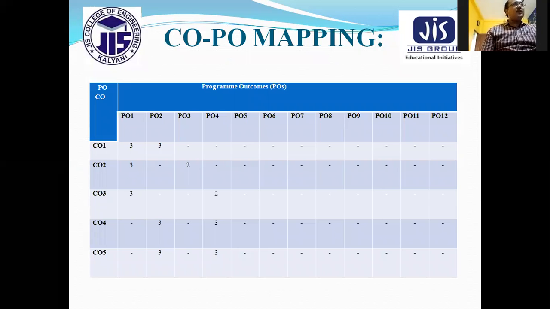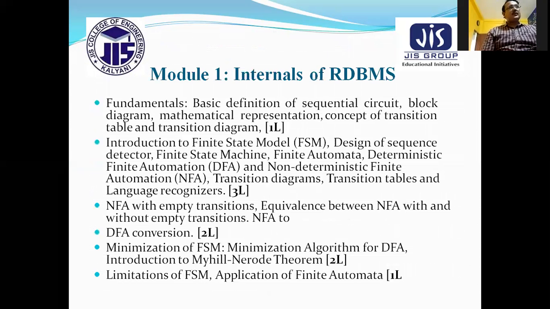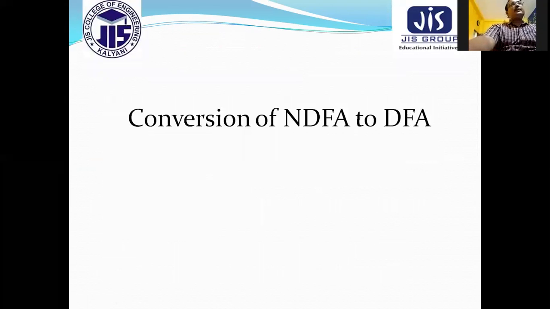These are the mapping of your course with the program outcomes. And these are the course contents. As you can see, fundamentals in the first part, then module 2 finite automata with output, then regular languages, grammar formalization and Turing machine. So this is your module 1. Right now we are in module 1. In this part we are going to learn how we can go for the conversion. Conversion of NDFA to DFA.